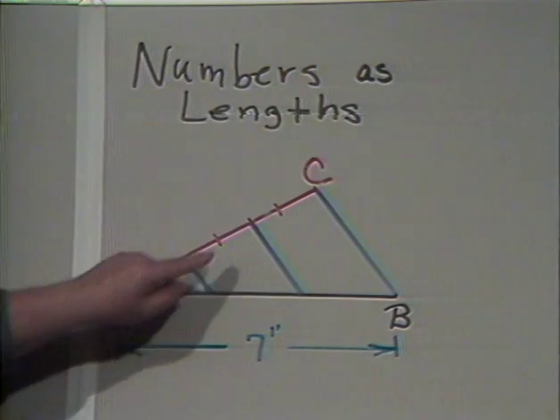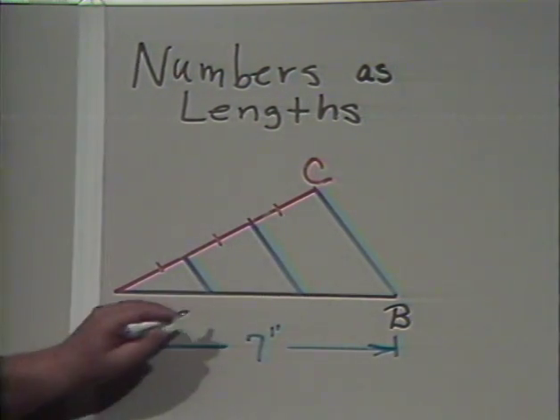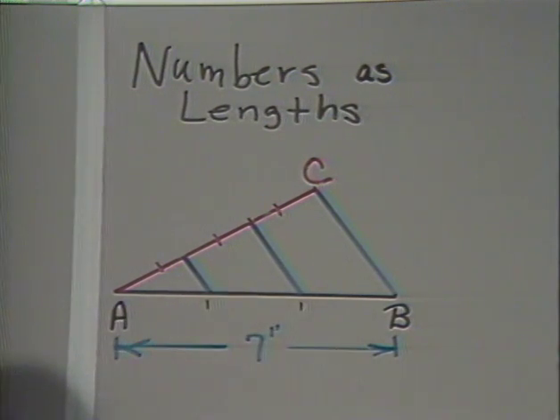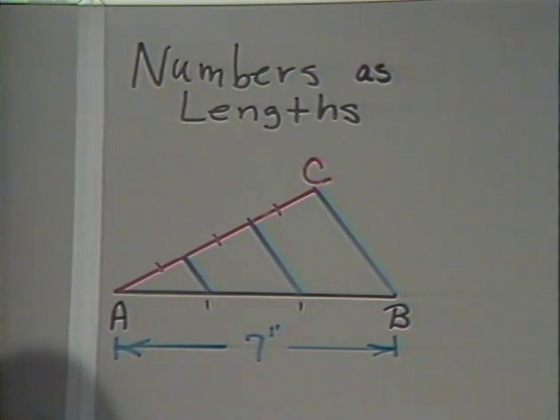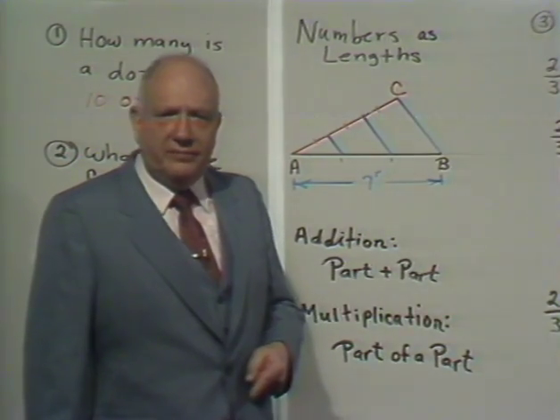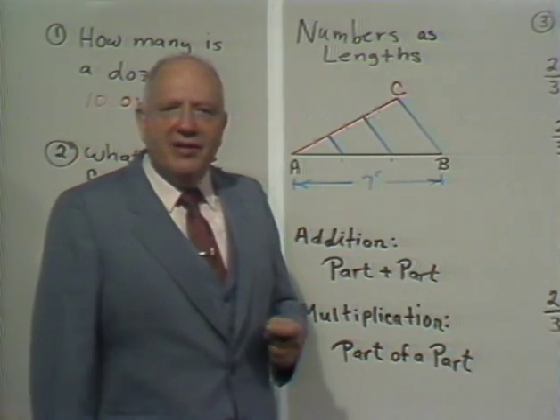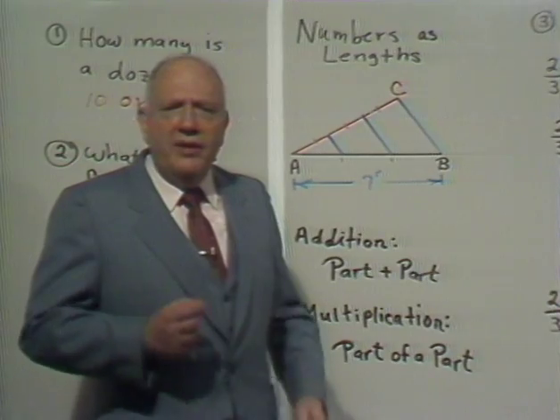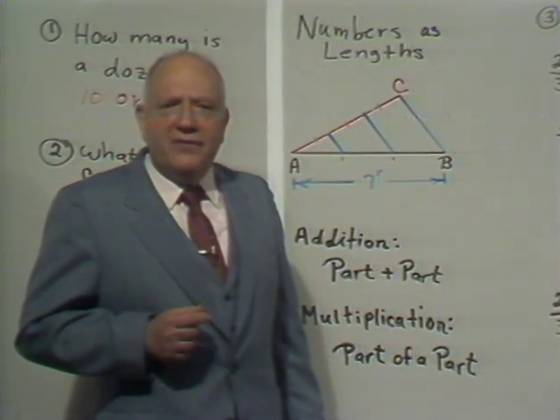Then through these points, they drew lines parallel to the line that joined C to B, and that divided this into 3 equal parts. So if this whole length was 7 inches, each of these parts would be what? 1/3 of 7 inches. You see, you can't have more than 2 people but less than 3 people. But you can have more than 2 inches but less than 3 inches. And that was when the idea of lengths replaced the idea of tally marks.